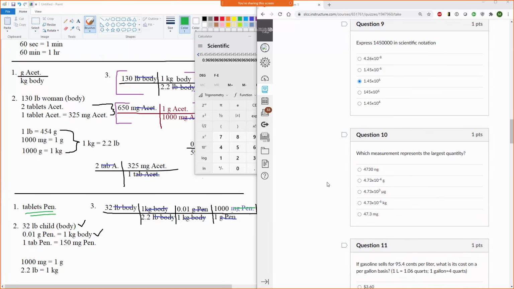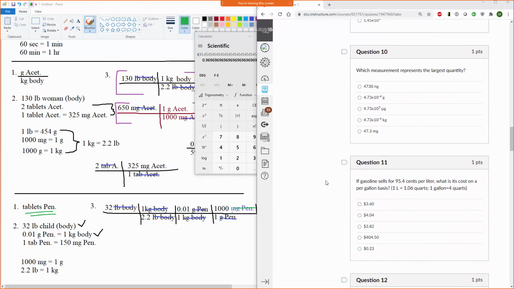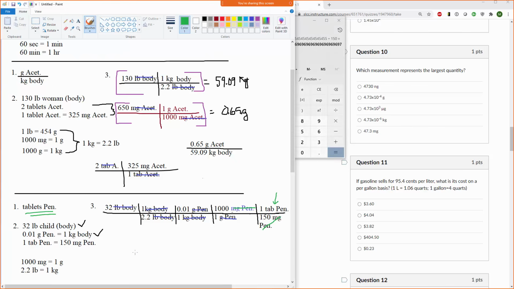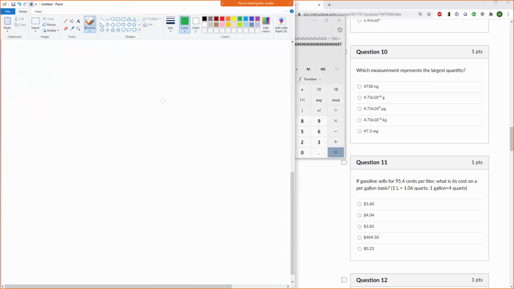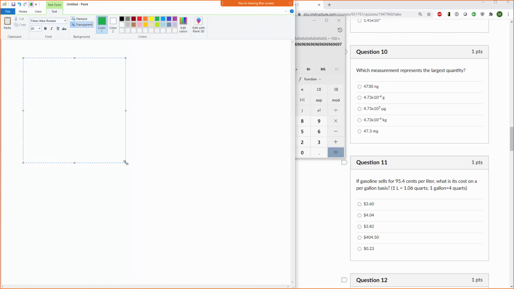Okay. What about, ooh, this one is so rude. Which measurement represents the largest quantity? And of course, they were all given in different units. So you have to convert these to one unit so that you're comparing apples to apples. Note on this one, I think you had a question like this on your homework. Does this sound familiar?